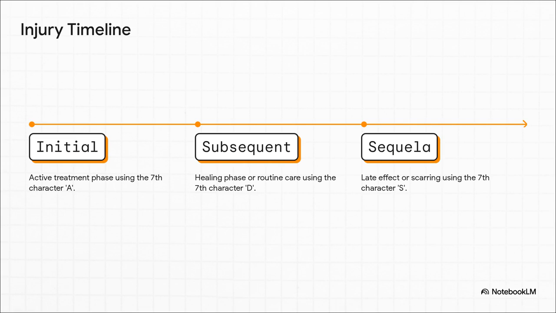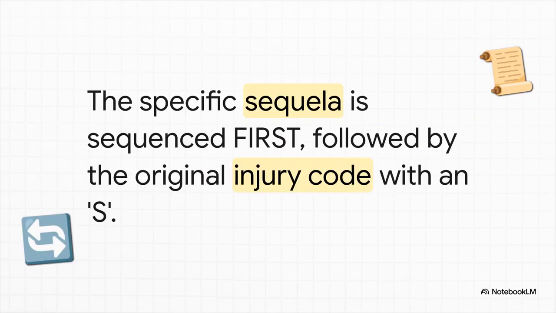Finally, an entire year later, they develop a joint contracture or a painful scar directly resulting from the old injury. Now we use the seventh character S for a sequela or late effect. We're using one single root code, but telling a completely different chapter of the patient's story just by changing the final character. And speaking of the S for sequela, there's a fascinating exception to the usual coding rules here.